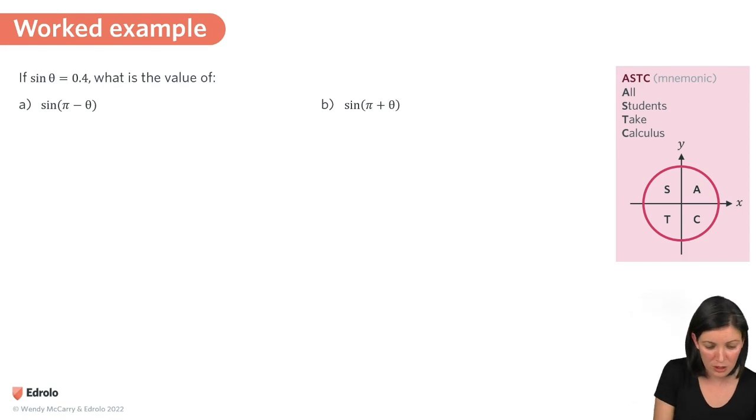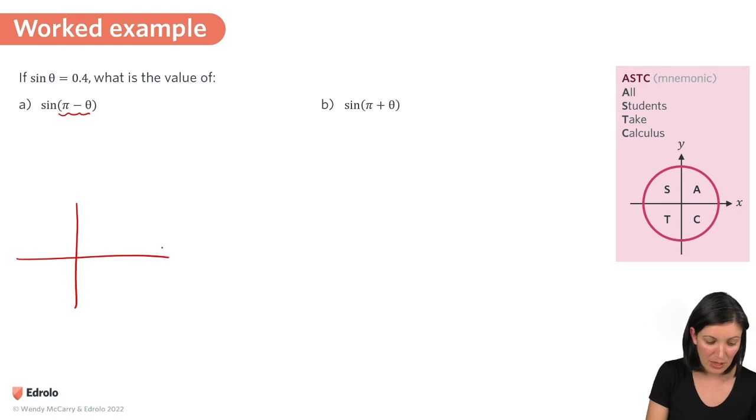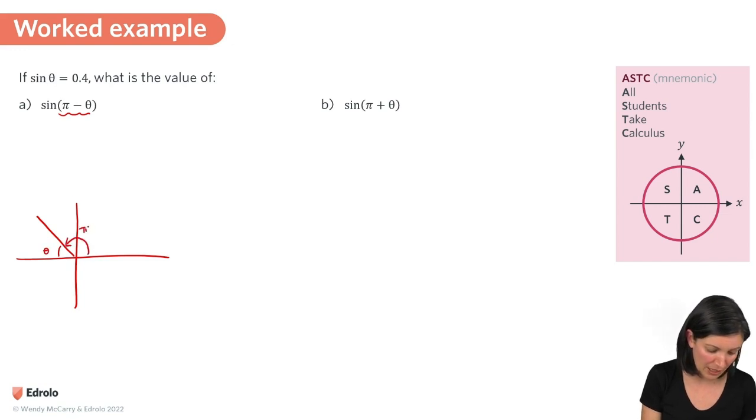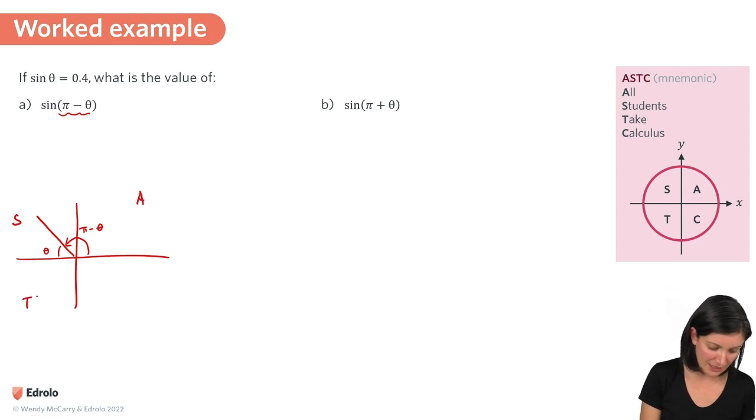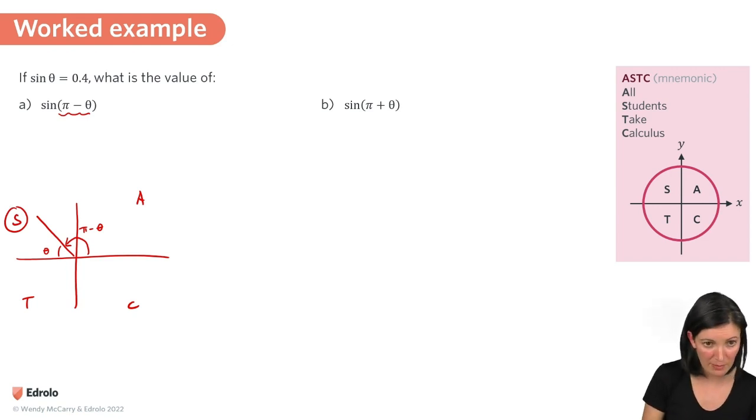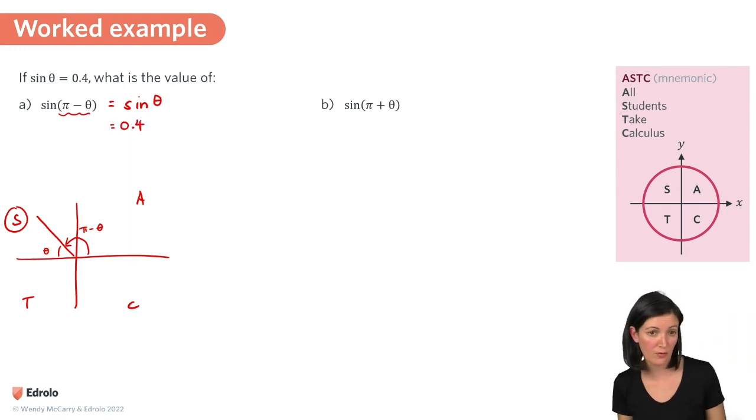So again, what quadrant is pi minus theta in? So let's take a look. Pi minus theta would be in that quadrant there, right? If that's theta, this would be pi minus theta. So, ASTC. In that quadrant, pi minus theta is in the second quadrant, sine is positive. So this is equal to the sine of theta. And if the sine of theta is equal to 0.4, that's also equal to 0.4.